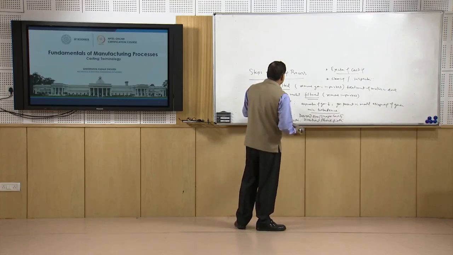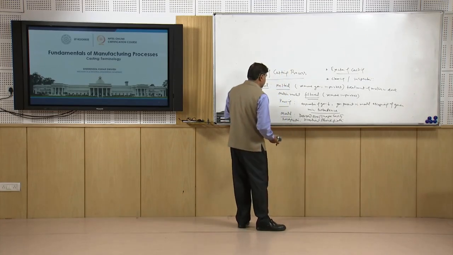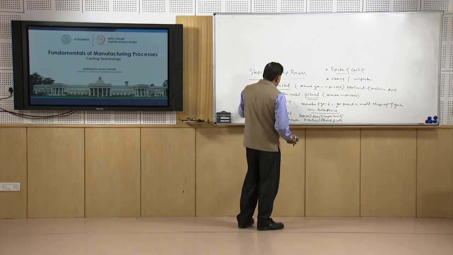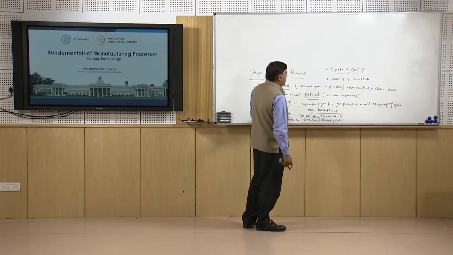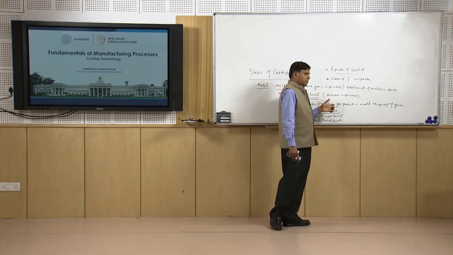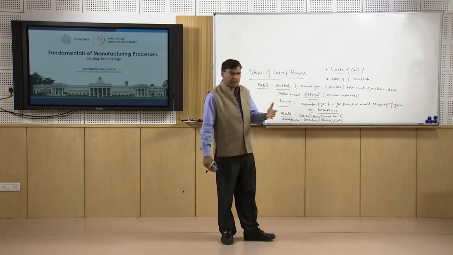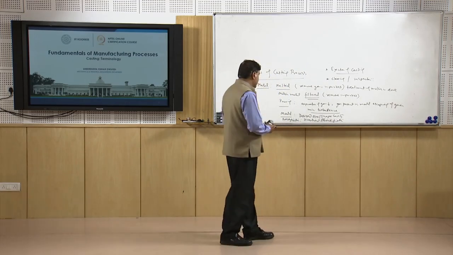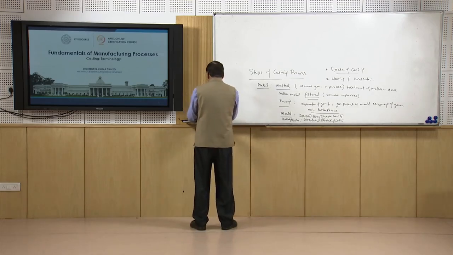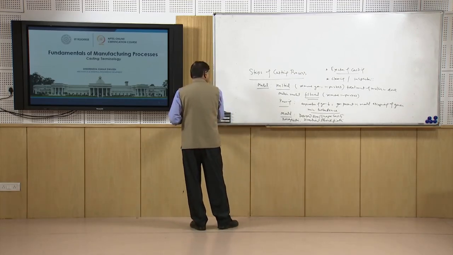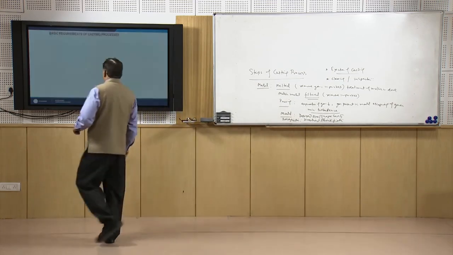So, these are the 4 or 5, 6 major steps related with the casting. Now, how to achieve all this and how these are executed so that a sound casting is achieved, that is what we will be seeing in detail. This was just the overview of the steps related with the casting process.